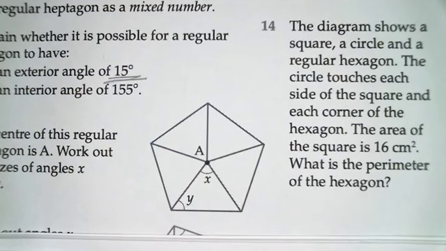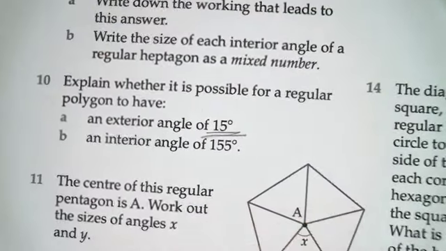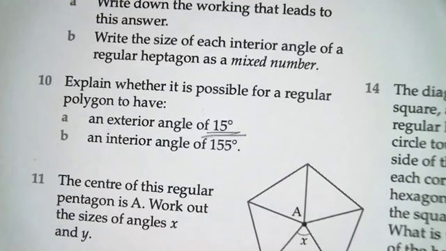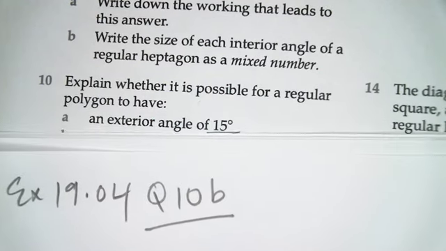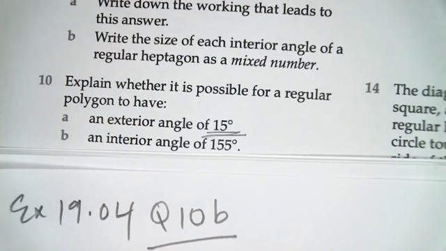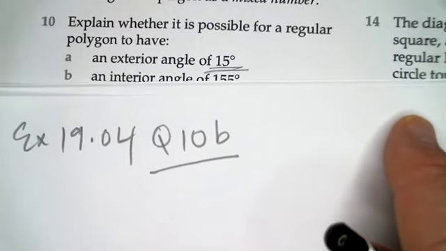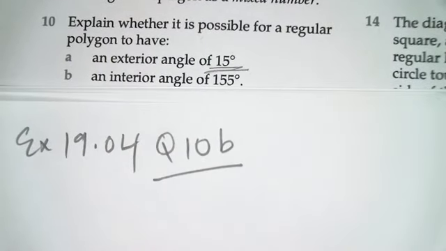All right, let's have a go at the next one, which is 10b from exercise 19.04. The question says, explain whether it's possible to have a regular polygon with an exterior angle of 155 degrees. So the question is, if it was possible, how many sides would it have? So the thing to do here is to find the equation. So we've got the equation.